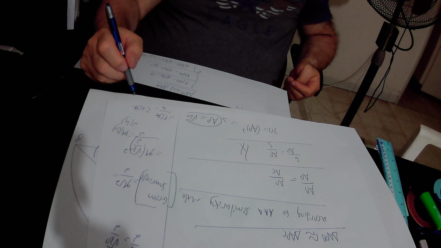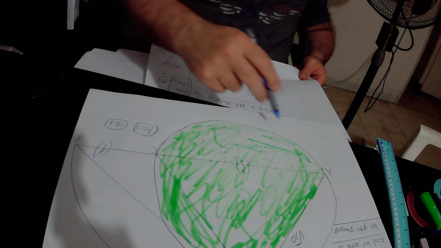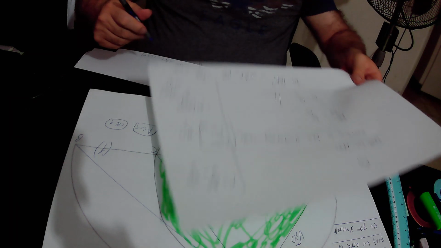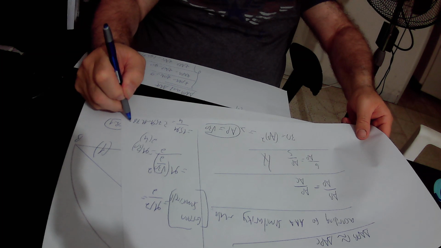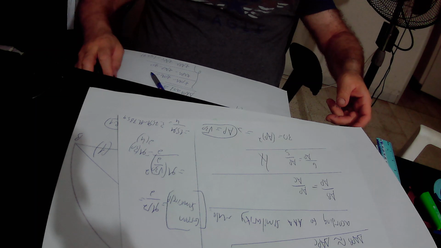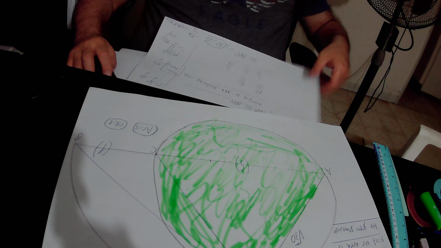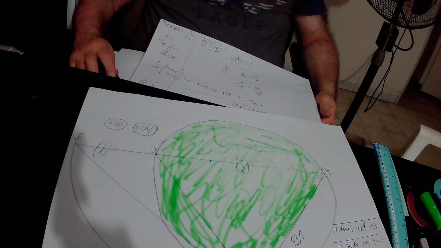In terms of numbers, the area of this green shape, the green semicircle, equals 11.78 square units. Repeat again, we actually found out that the area of this green semicircle equals 11.78 square units.